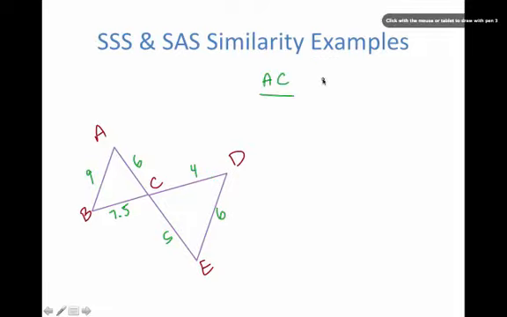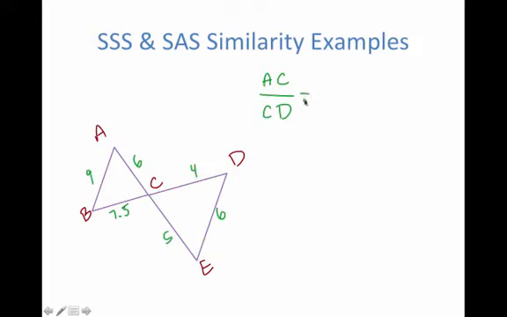So what I do on these problems is I look at each triangle and I want to pair up the sides of each triangle that are the smallest, and I want to pair up the sides of the triangle that are the middle size, and then I want to pair up the sides of the triangle that are the largest. So AC is the smallest side of this triangle, so it should be proportional to CD, the smallest side of this triangle.